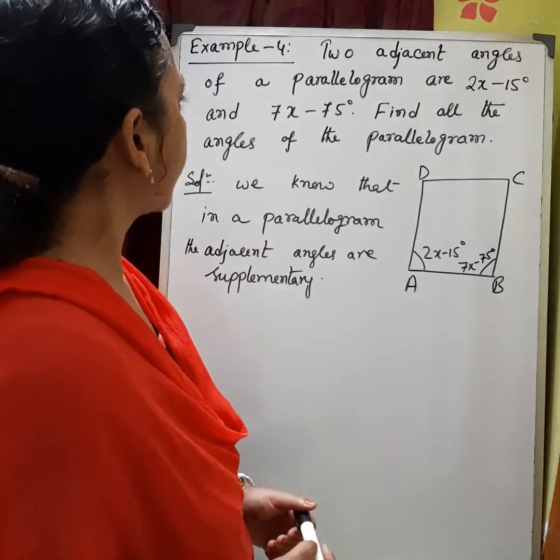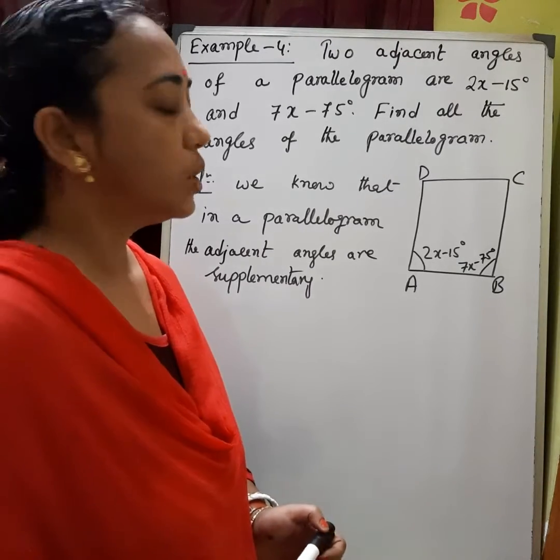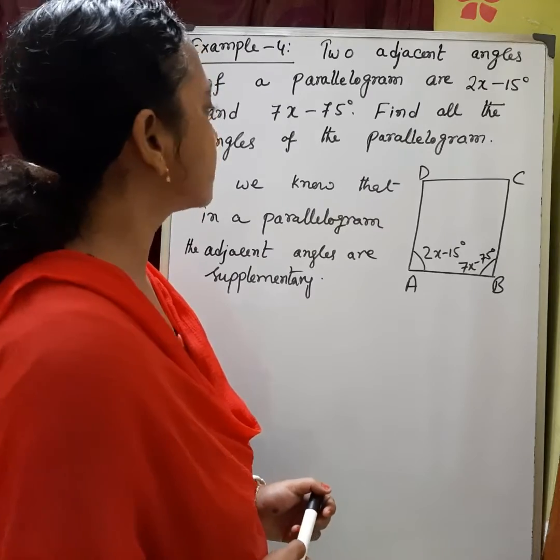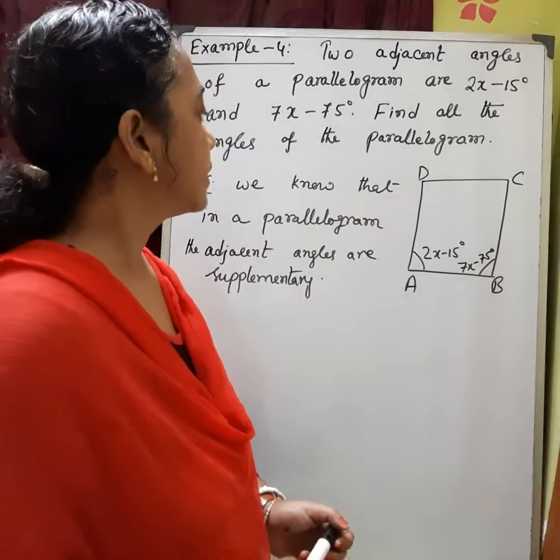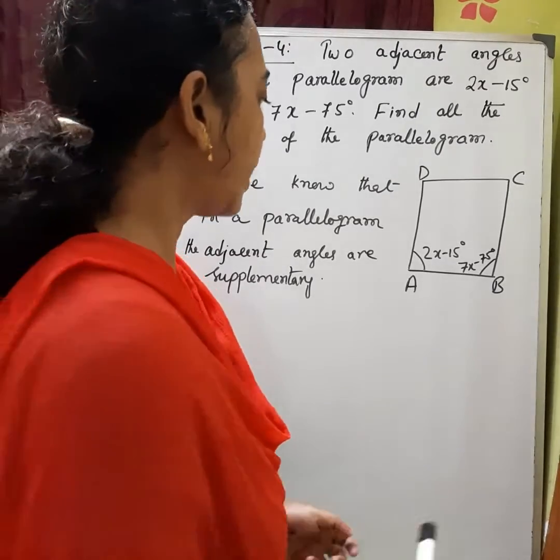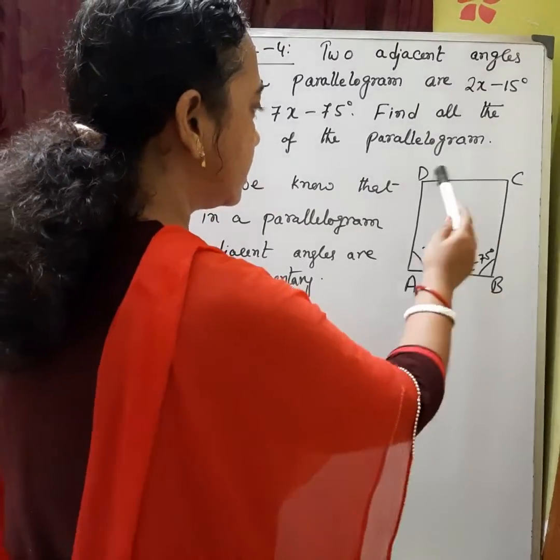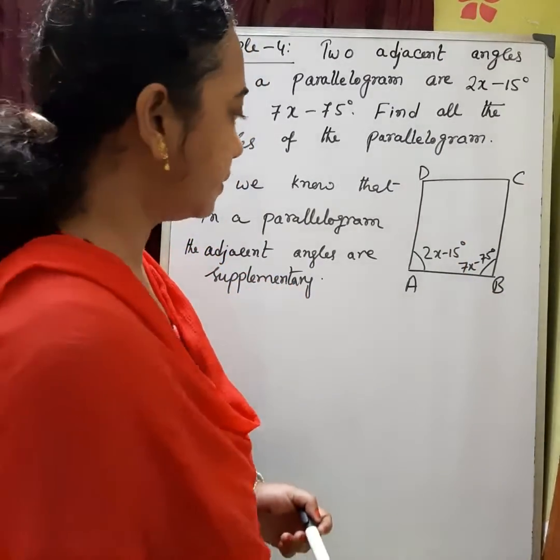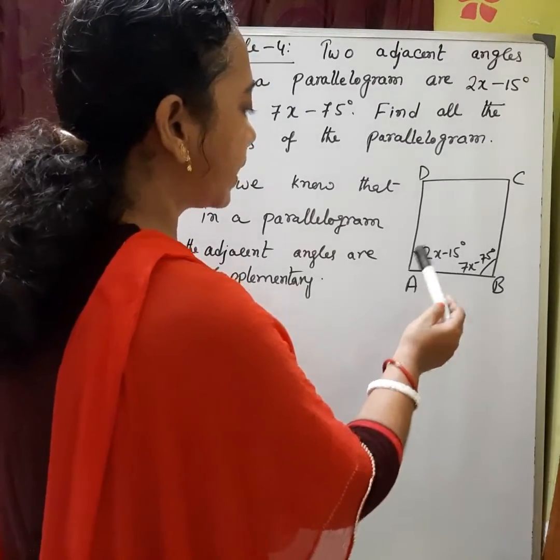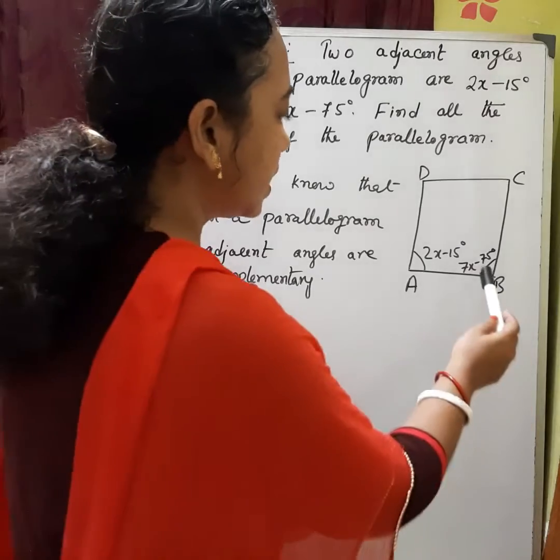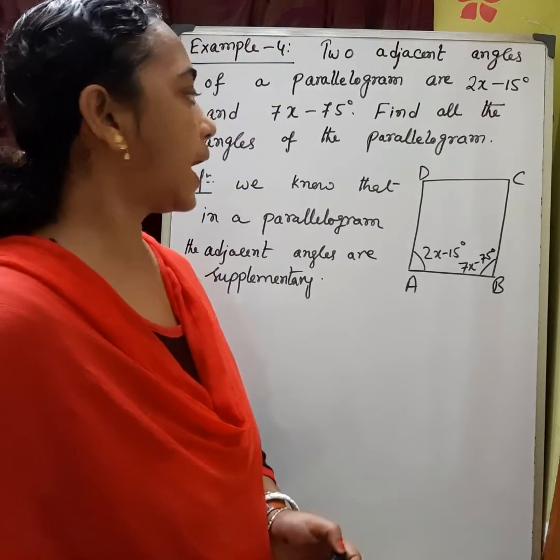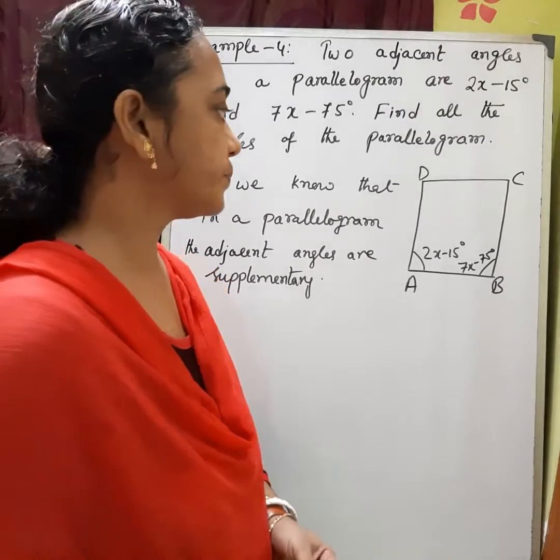Two adjacent angles of a parallelogram are 2x minus 15 degree and 7x minus 75 degree. Then find all the angles of the parallelogram. Look at this figure here. ABCD is a parallelogram which is shown here, and the two adjacent angles are shown here. Angle A as 2x minus 15 degree and angle B as 7x minus 75 degree. Then we have to find out all the angles of the parallelogram.